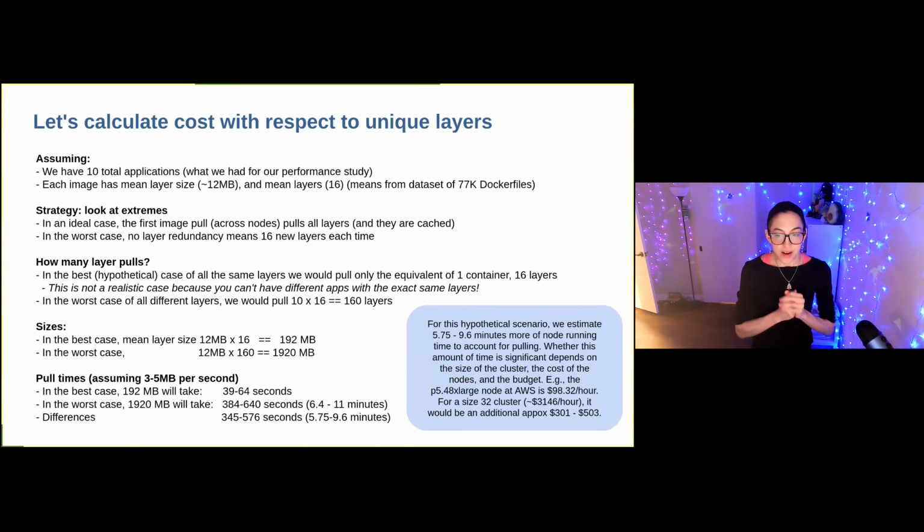So for this hypothetical scenario, I imagined that I would be using a node type that my team might be using very soon, the P5.48xlarge. That is $98.32 per hour on demand. I will note that if you get a capacity block, it goes down. So for a size 32 cluster, which was also the largest size in our experiment study, which is approximately $3,146 per hour, that would be an additional cost of $300 to $500.